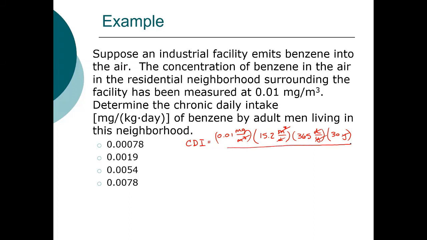We're looking at benzene, which is a carcinogen. Average weight for adult men is 78 kilograms. We're averaging, because it's a carcinogen, at 75 years and 365 days per year. Years cancel, and that is equal to 7.8 times 10 to the minus 4 milligrams per kilogram per day. So that is the chronic daily intake.